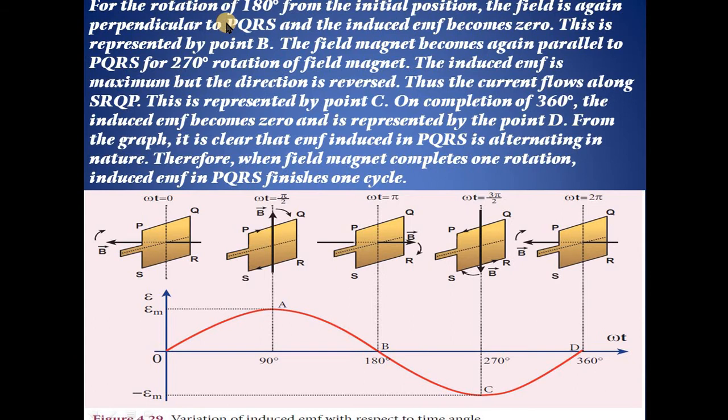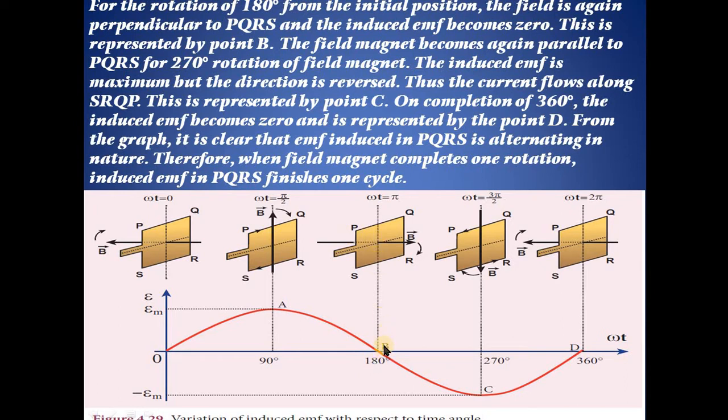The field is again perpendicular to the loop PQRS, and the induced EMF becomes again zero. Induced EMF at 180 degree of rotation is zero. This is represented by point P.